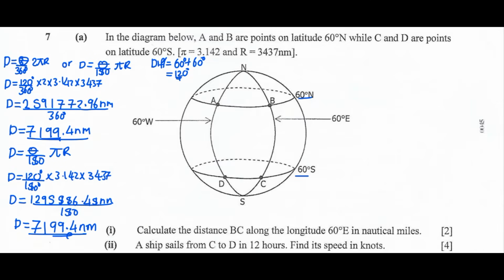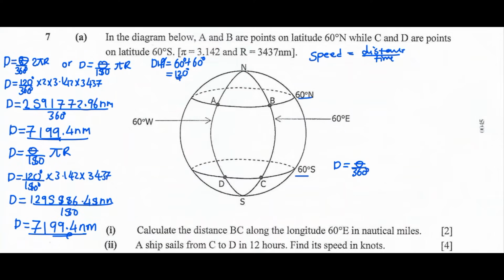Roman numeral 2: a ship sails from C to D in 12 hours. Find its speed in knots. So the formula for speed is equal to distance over time. The time we have is 12 hours. So the task here is we need to find the distance. Now, which distance and where is it lying?